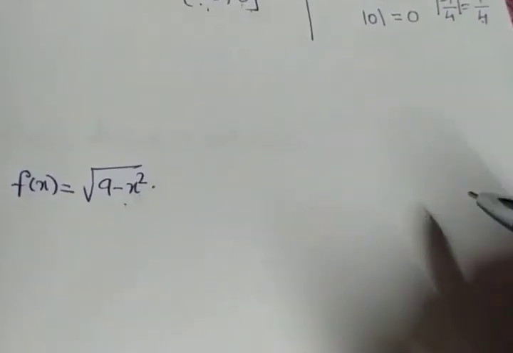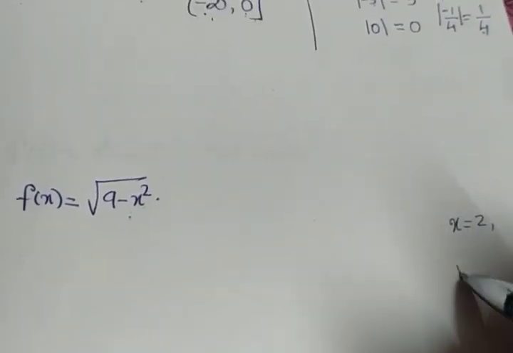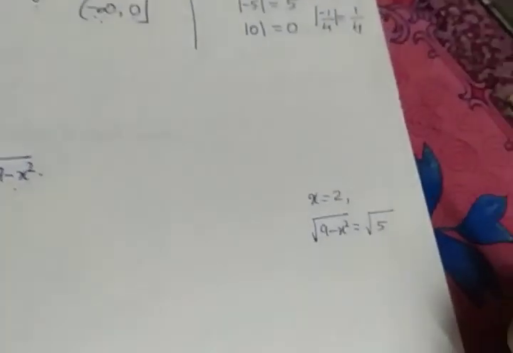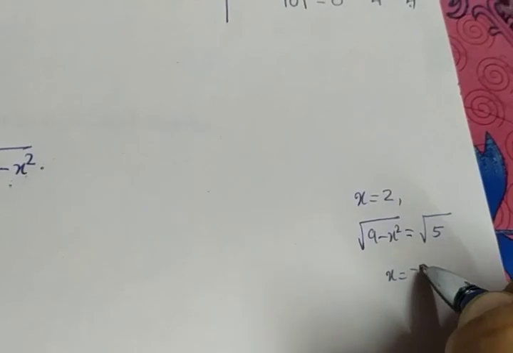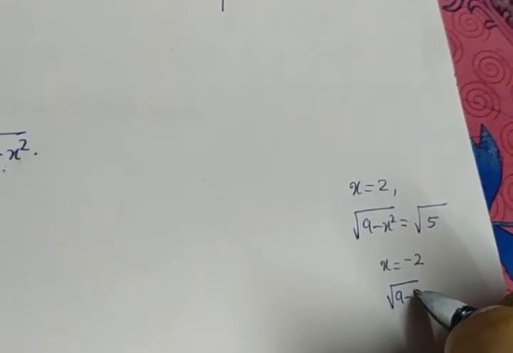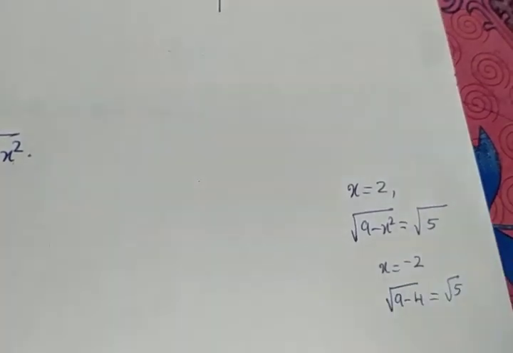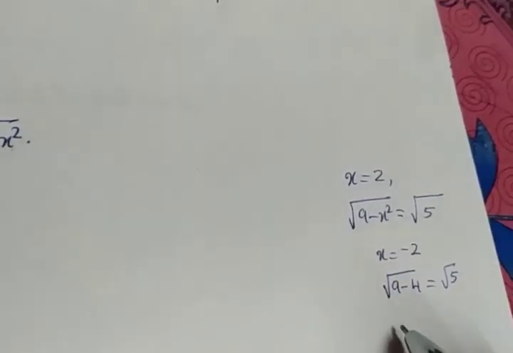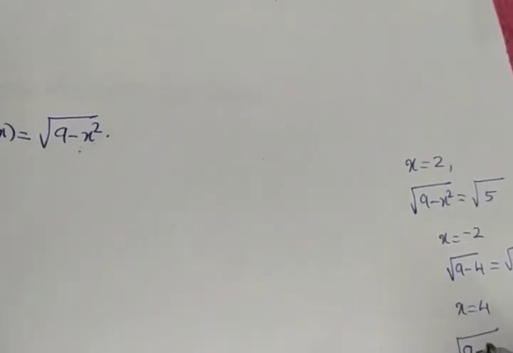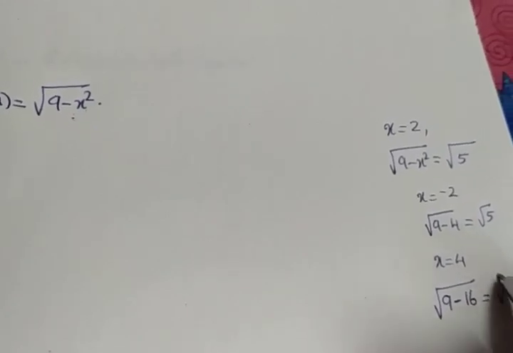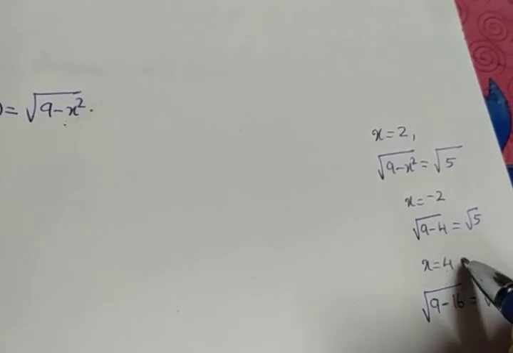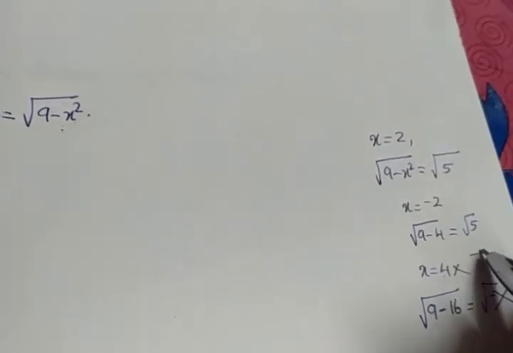If I substitute the value of x as 2, root of 9 minus x square becomes root of 5. It can happen, isn't it? If I substitute x as minus 2 also, it becomes root of 9 minus 4, which gives root of 5. That is possible. So if I substitute x as 4, what about this value? Root of 9 minus 16. That will become a negative number inside the square root. That is not possible. So x cannot take the value 4. Okay, x cannot take the value minus 4.